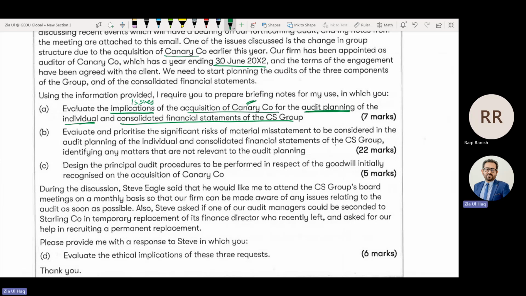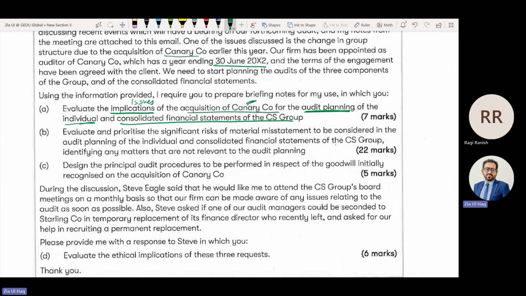We need to discuss planning issues for the individual company that we are going to audit for the first time, Canary Company, as well as planning issues relating to group audit. Students might think we need to discuss the risk, but when they move towards requirement B, that is requiring the risk of material misstatement. So in part A, we don't need to discuss the risk. We need to discuss planning issues.